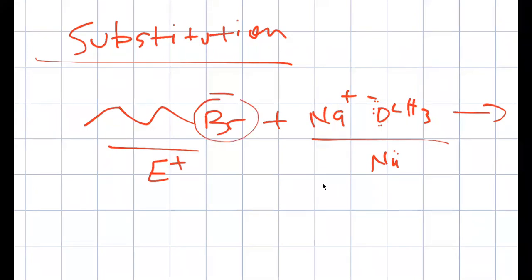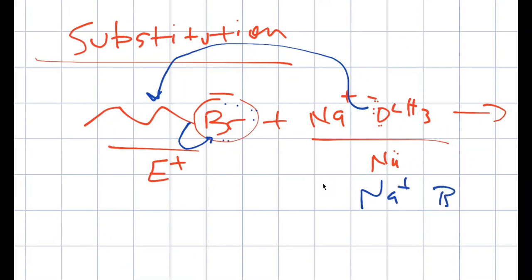And so with that being said, in this substitution, I'm just going to put the arrows in right quick. Oxygen is going to attack here, and then you lose your leaving group. Let me fix that arrow. So you end up with Na plus Br minus plus this molecule where the leaving group and nucleophile have swapped places.